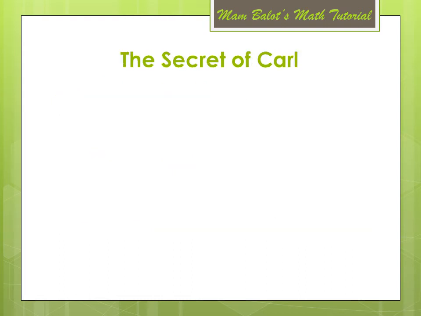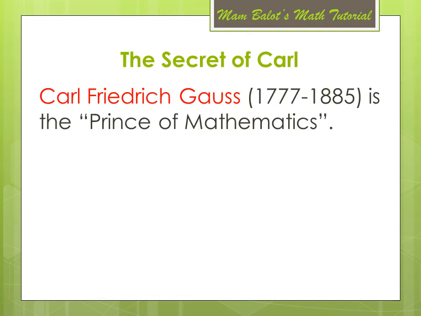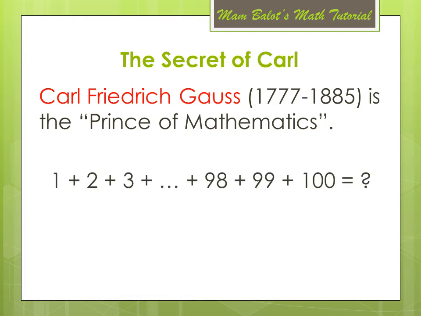We will derive the formula of the arithmetic series by telling you the story of a famous mathematician. We have here the secret of Carl. Carl Friedrich Gauss is known as the Prince of Mathematics. Did you know that during his elementary years, he was already very genius, especially in the field of mathematics? Once upon a time, his teacher asked him to sum up the numbers from 1 up to 100. To his teacher's amusement, Carl just did it in seconds. So how did Carl do this?